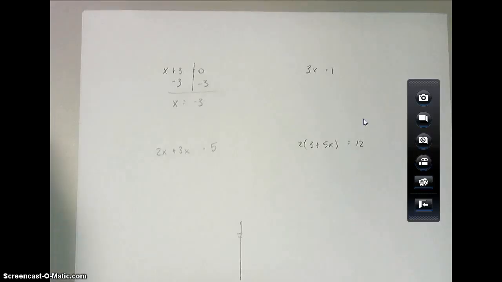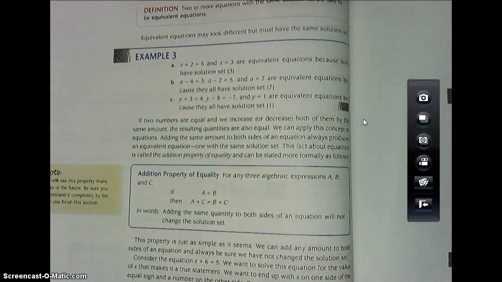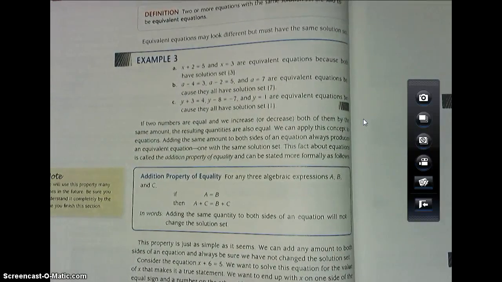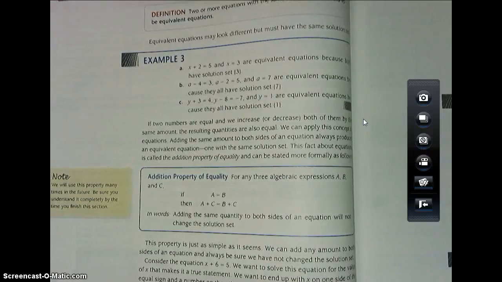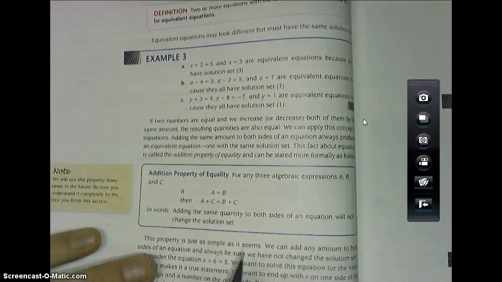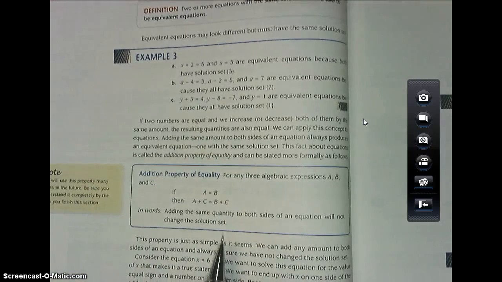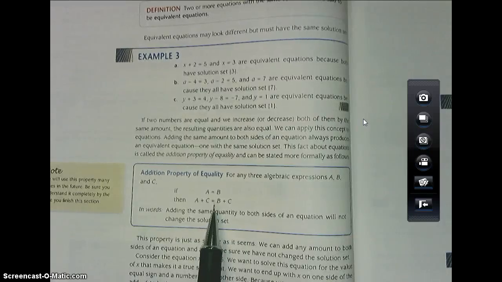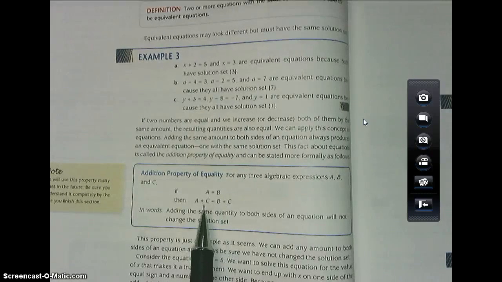And basically, let me show you this real quick. So the book definition of the addition property of equality: for any three algebraic expressions a, b, and c, if a equals b, then a plus c equals b plus c. So as long as I add the same amount to both sides, I'm not changing this equality. It's still equal, even though I'm adding something, because I'm adding it to both sides.